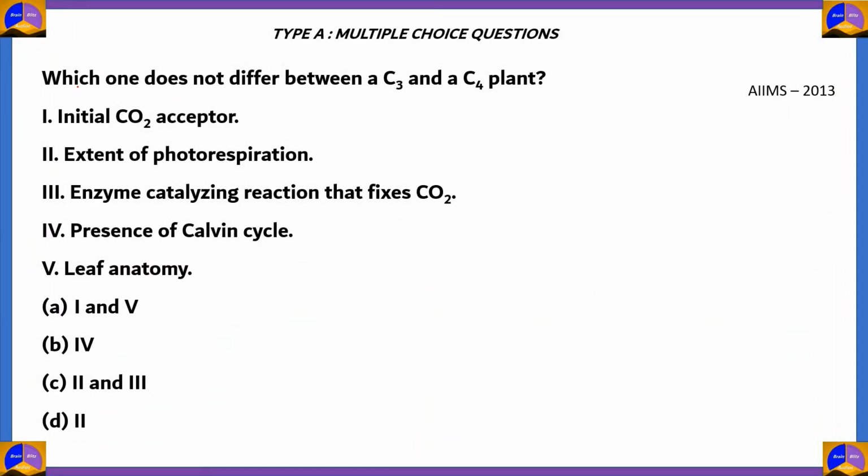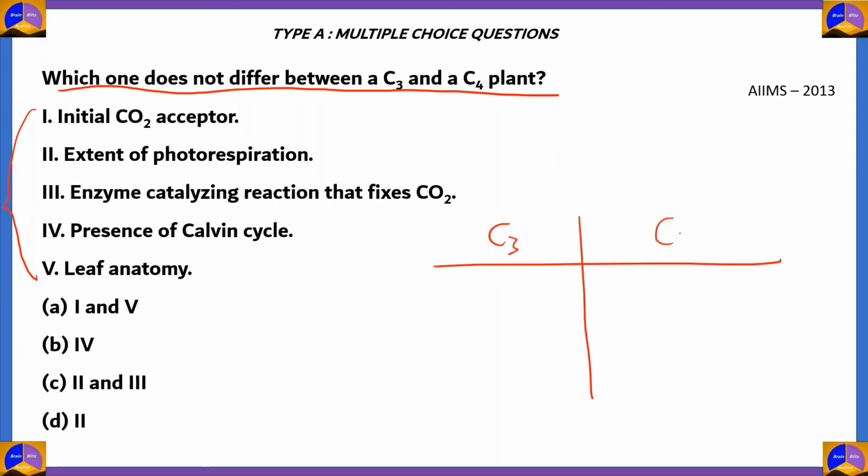Now, let's look at this question. Which one does not differ between a C3 and a C4 plant? So we have 5 points. We need to find out which of these differ between C3 and C4 and which of these do not. So let's draw 2 columns, C3, C4. And let's put in a column for serial number just in case. Serial number 1 refers to the first point, the initial CO2 acceptor.